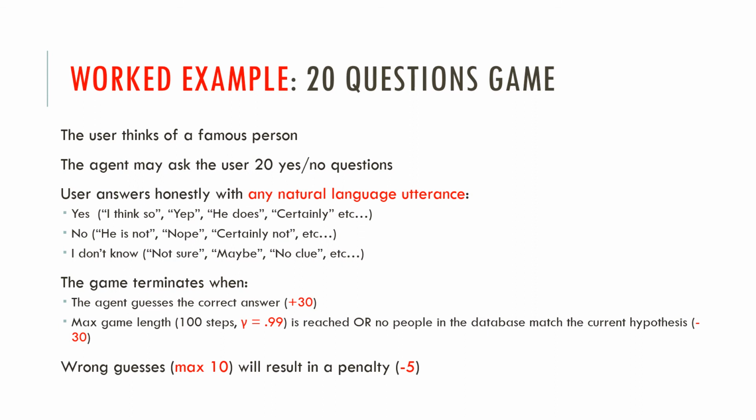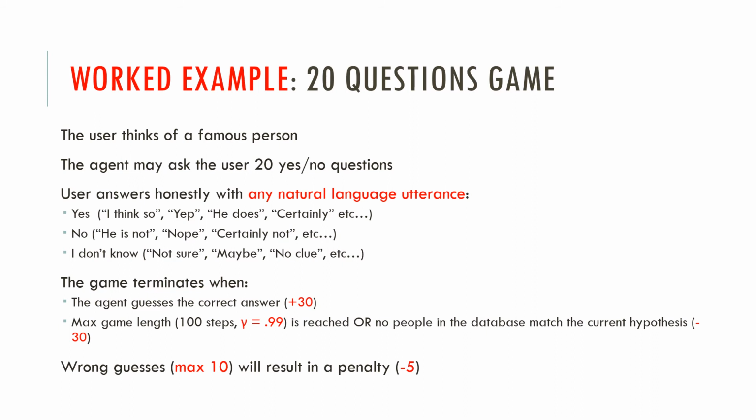The any natural language utterance is important because the authors are trying to essentially replace the natural language understanding. So to test out how it works, they need to allow the users a broad range of responses. So of course, if the user says certainly, that counts as yes, or I think so, that's a yes, or yup, that's a yes.